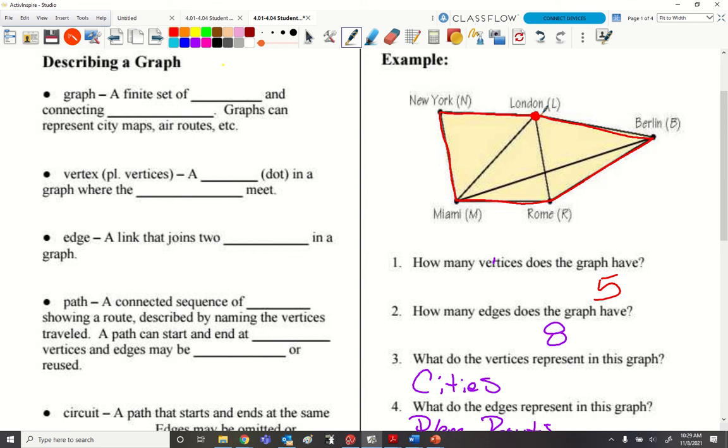It's a Euler circuit. You have to use them all once. All of these, even the edges? Yes, and you have to end up back in London.